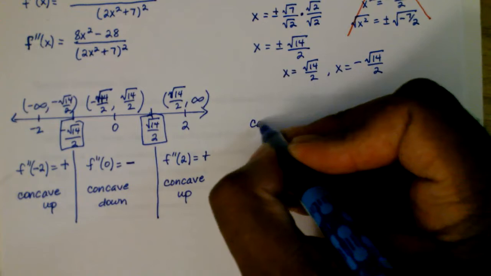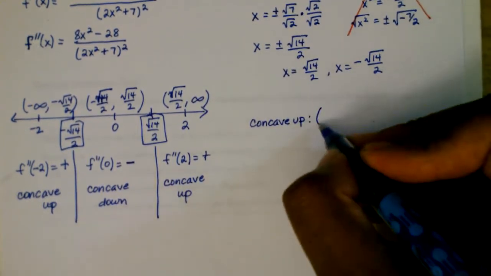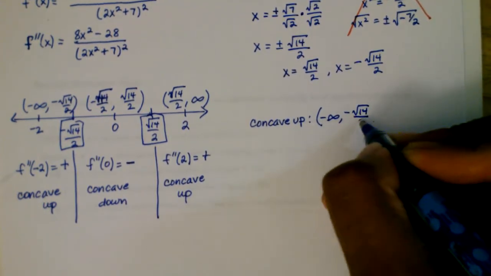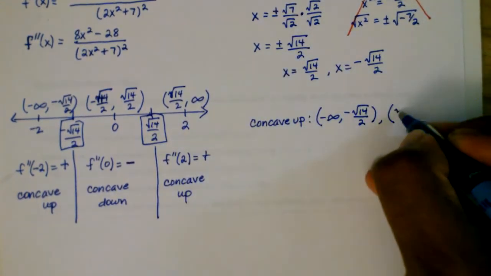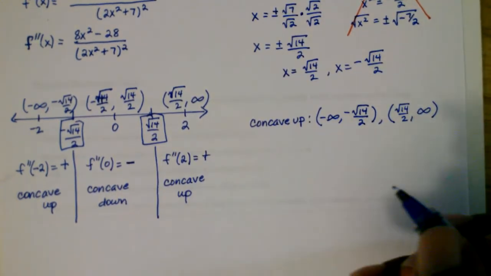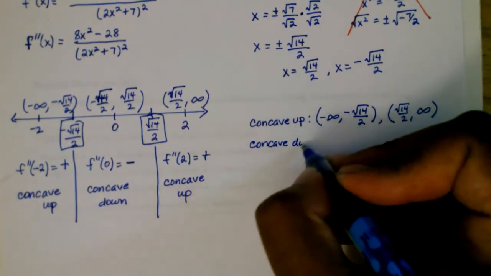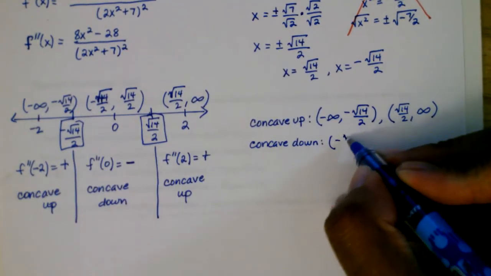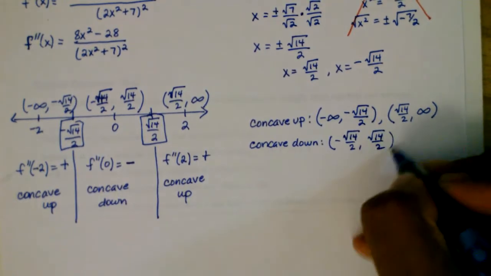So now, as you can see, it's going to be concave up on these intervals from negative infinity up to negative square root of 14 over 2, and also concave up again from the square root of 14 over 2 to positive infinity. And then concave down only between negative square root of 14 over 2 to positive square root of 14 over 2.